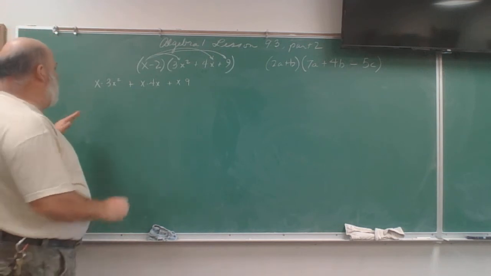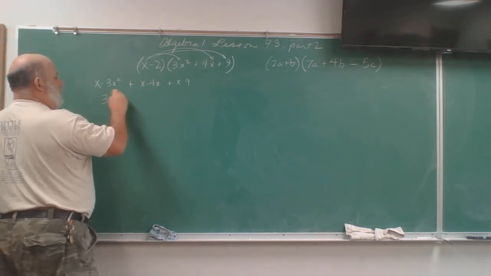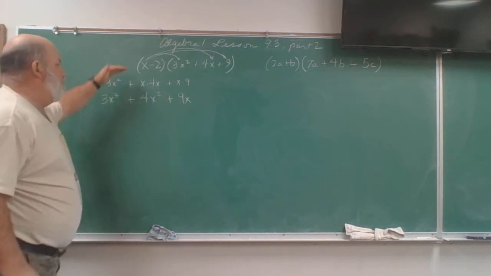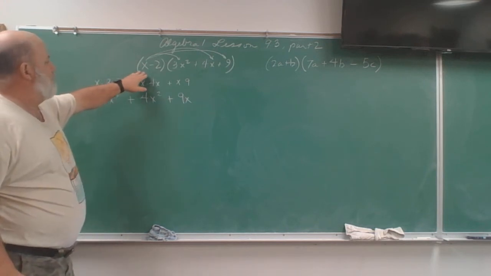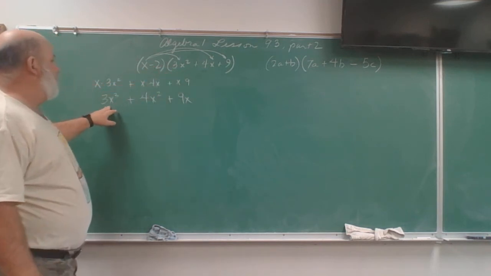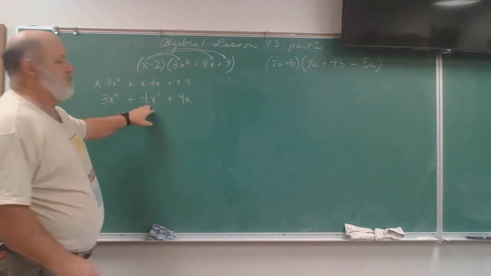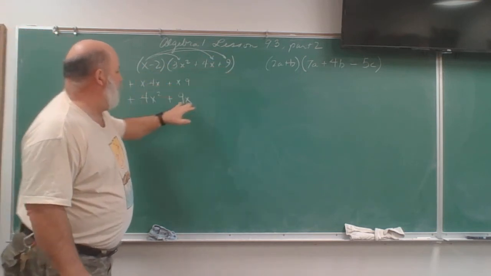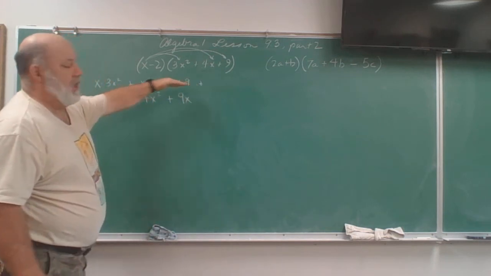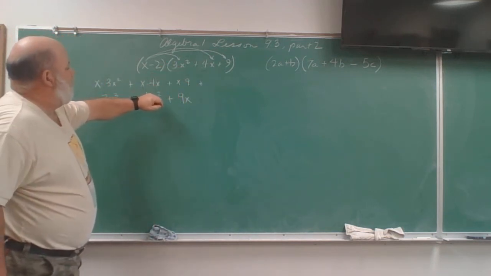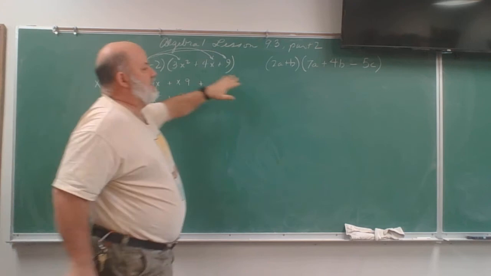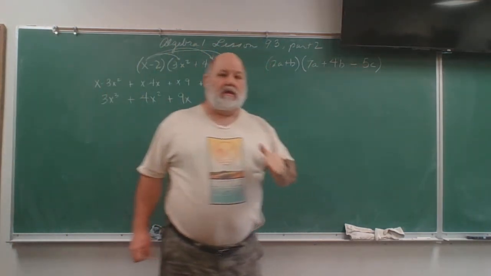I'm just going to multiply those out. That's 3x cubed plus 4x squared plus 9x. You might be able to just do that as you're multiplying this out and skip this line here. X times 3x squared is 3x cubed. X times 4x is 4x squared. X times 9 is 9x. But I am going to continue to do this line out here, and then we'll simplify it in the next one.